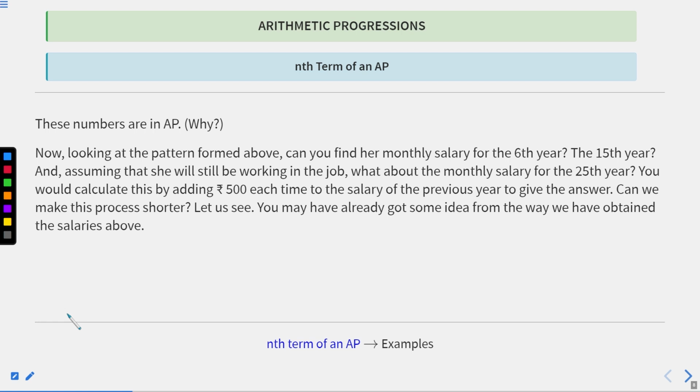You may have already got some idea from the way we have obtained the salaries above. There we calculated step by step the salary for the second year, the third year, the fourth year, and the fifth year. So we use this idea to make a pattern, and we make a general formula for finding the nth term of an AP.